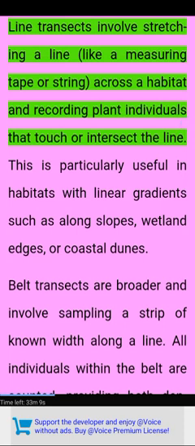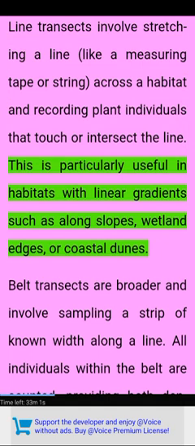Line transects involve stretching a line, like a measuring tape or string, across a habitat and recording plant individuals that touch or intersect the line. This is particularly useful in habitats with linear gradients such as along slopes, wetland edges, or coastal dunes.